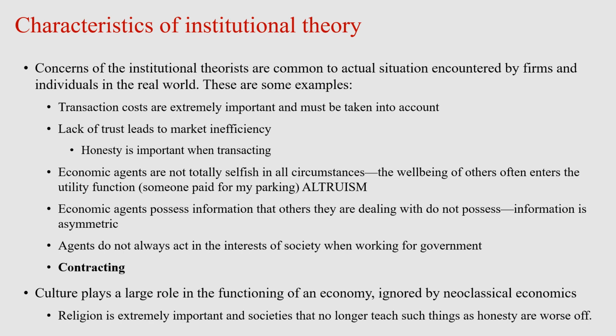Economic agents possess information that others they are dealing with do not possess. Information is asymmetric. Again, looking back at the purchase of a used vehicle, that is certainly the case. Agents do not always act in the interests of society when working for government, for example, even though originally Paul Samuelson's models of neoclassical economics assumed that agents working for government were interested in society and always acted in the interest of society, in contrast to those working in the private sector. And contracting is extremely important here, and we're going to have a lecture on contracting a bit later on.